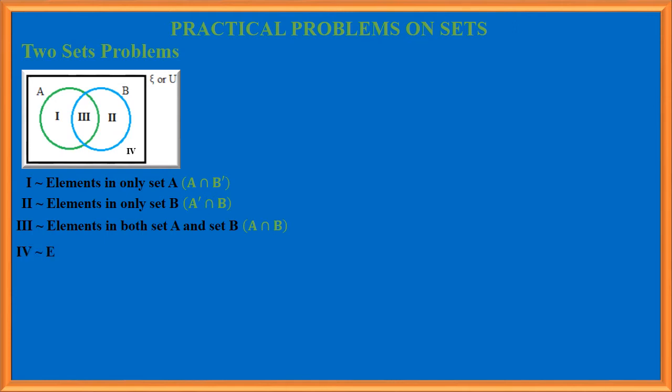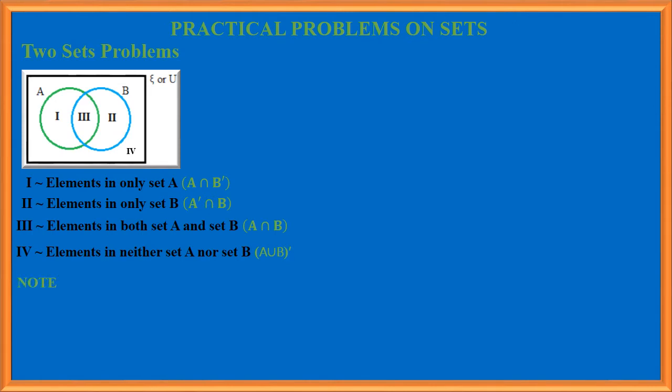Then IV contains elements which belong neither to set A nor to set B, but they can be found in the universal set. So when we combine the elements of A and B, the elements we have do not belong to the universal set. Representing that mathematically, we have A union B all prime.